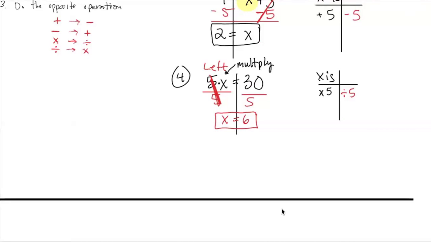Number 5. Let's do this one here. Let's do 28 equals 7x. Go ahead and write that down. Draw your line down the equal sign. So this time, the variable is on my right side. I'm going to highlight it. And I'm going to do my x is.